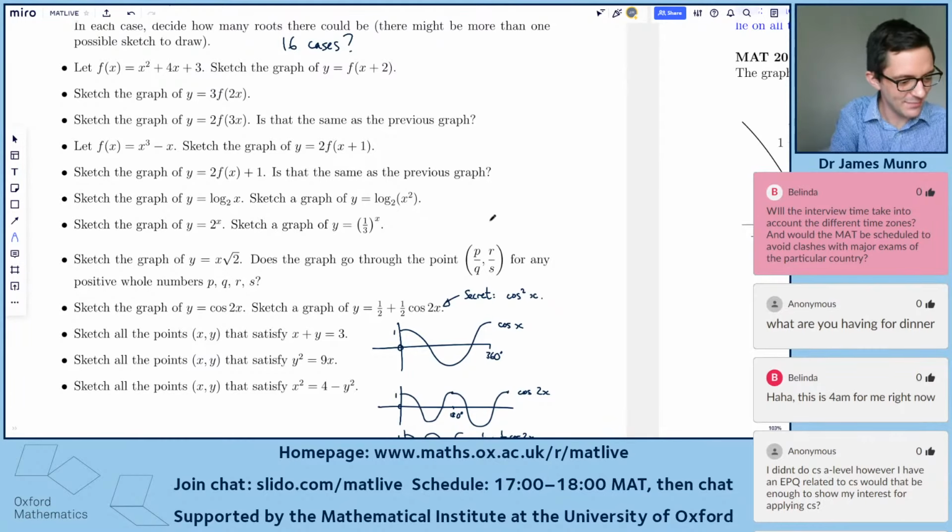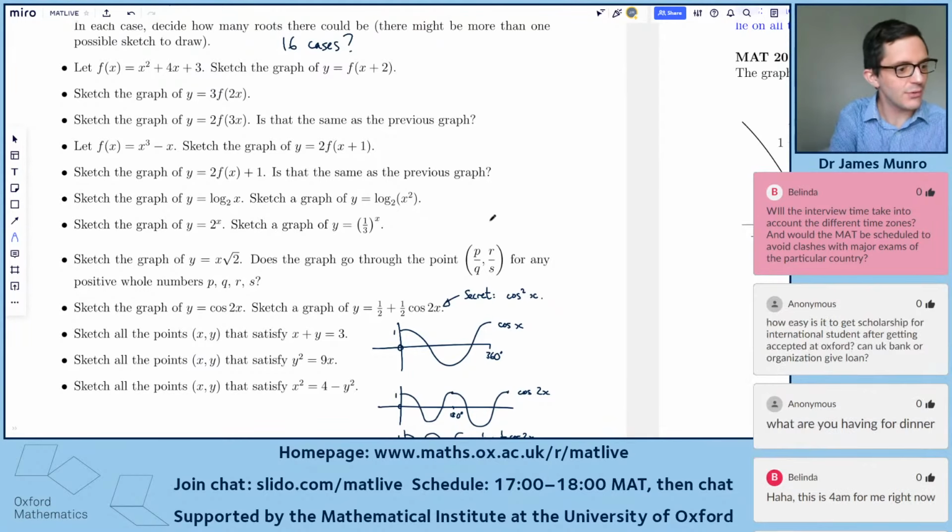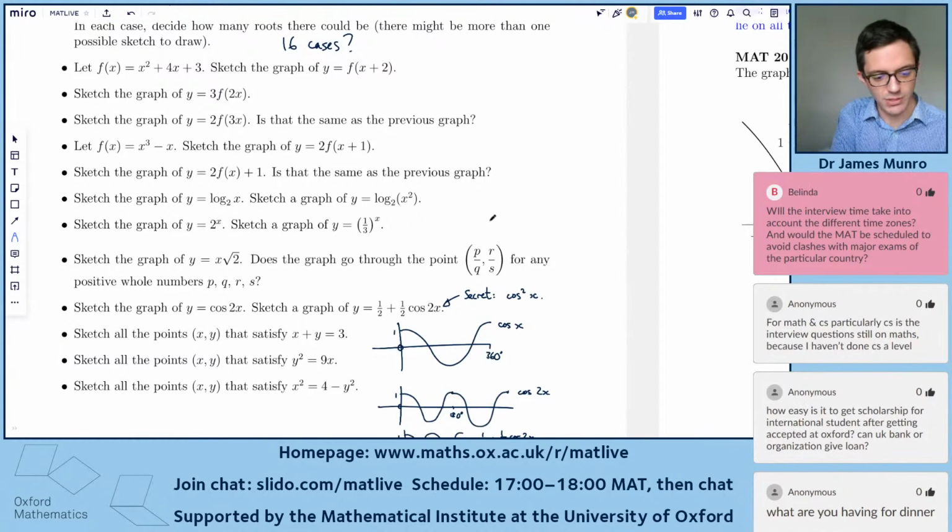How difficult is it for international students to get scholarships? We don't have a lot of scholarships for international students, and I don't know anything about a loan program for international students from UK banks or organisations. You might be able to find things. You should start looking now, I suppose. Yeah, and interviews for CS students involve some maths and maybe a little bit of understanding, solving problems systematically.